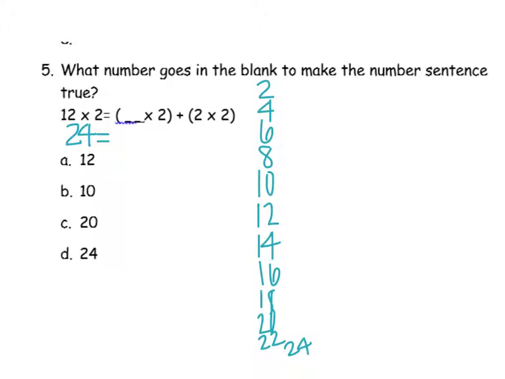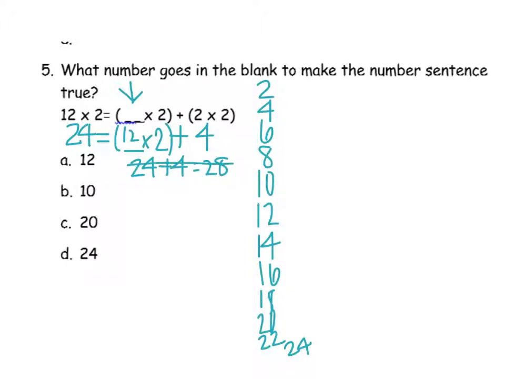So I am looking for a number that's going to go in this blank to equal 24. So let's take a look at the parentheses. We know we have to do those first. So 2 times 2 is 4. Then we need to multiply something by 2 and add it to 4 in order to get to 24. So lucky for us, we have multiple choice. So what we're going to do is just guess and check. So if we put 12 into the box, 12 times 2 would be 24 already, plus another 4 would equal 28.